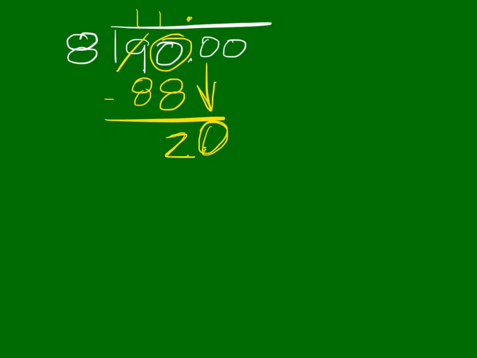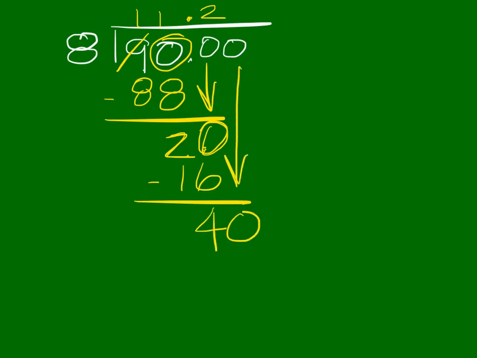2. 2 times is right. What is 2 times 8? 16. What is 20 minus 16? 4. And I drop a 0. How many times will 8 go into 40? 32, which is 4.